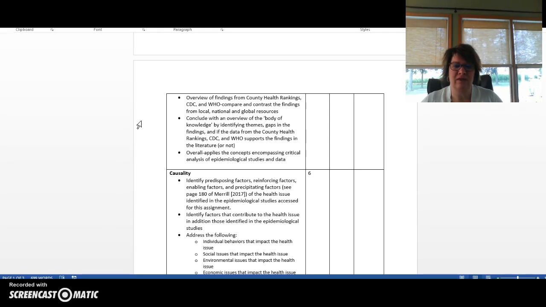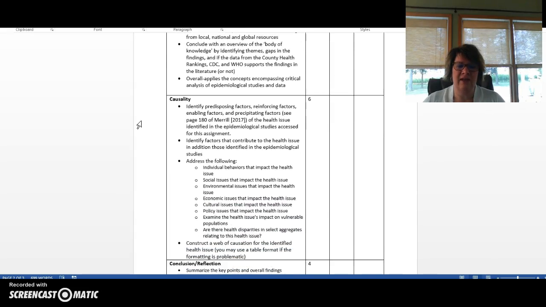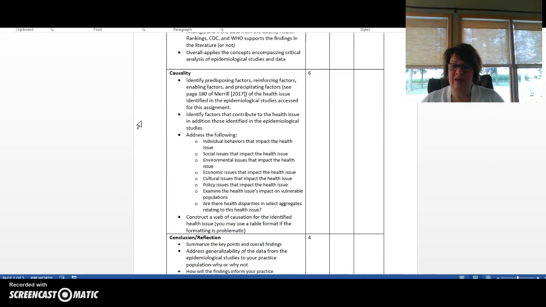You're wanting to know if there's any gaps in the findings, if there's any information that doesn't tick and tie, so to speak, so if there's contradictory information. As you're looking at causality, we really, again, want to look at those predisposing factors, reinforcing factors, enabling factors, and precipitating factors of the experience of health or disease. So I've included the page number that defines those concepts that will help you as you're doing your paper.